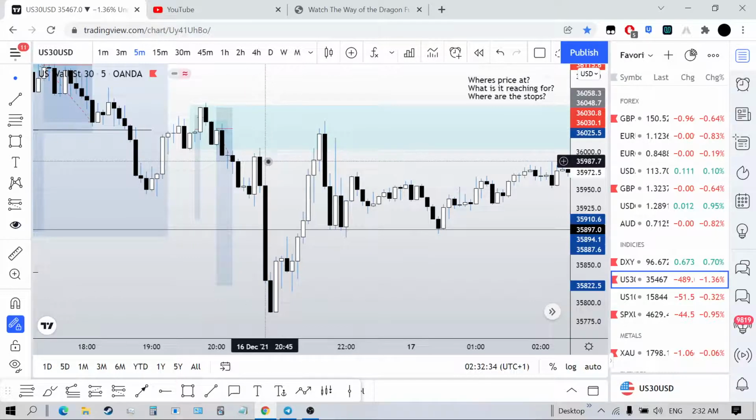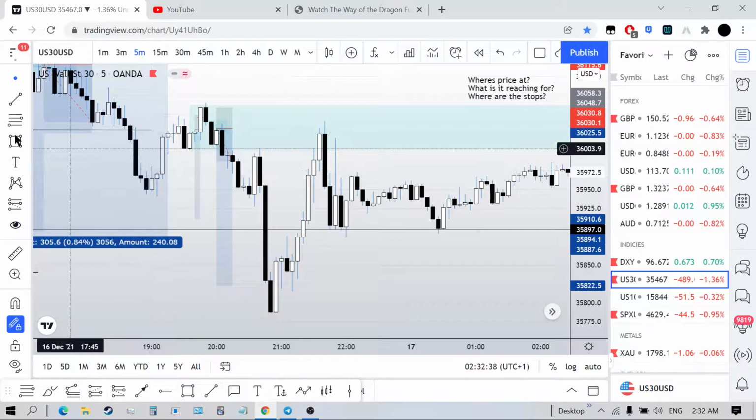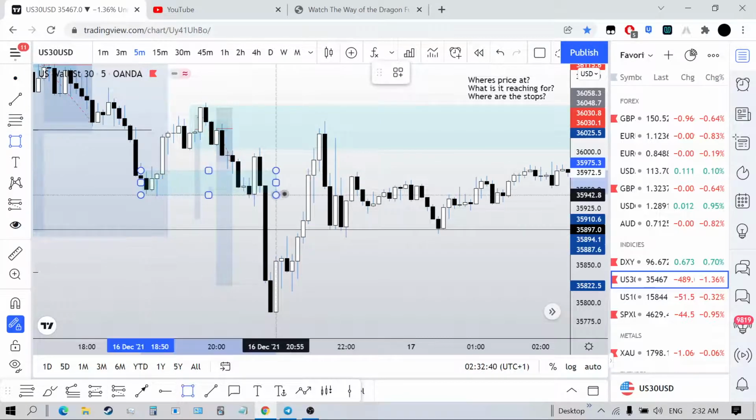So whenever there's no really significant reason for a move, if it didn't come into, like, say it did come into here, right?